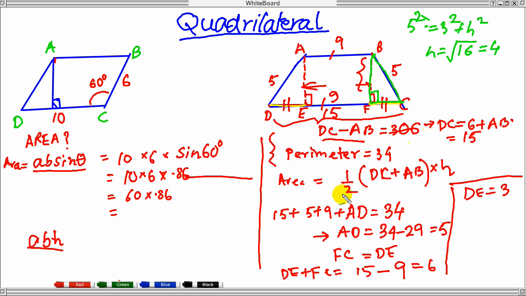Now if we apply the formula to find the area of the trapezoid, which is half times (a plus b), 15 plus 9, which is 24, times 4, that leads to 48.